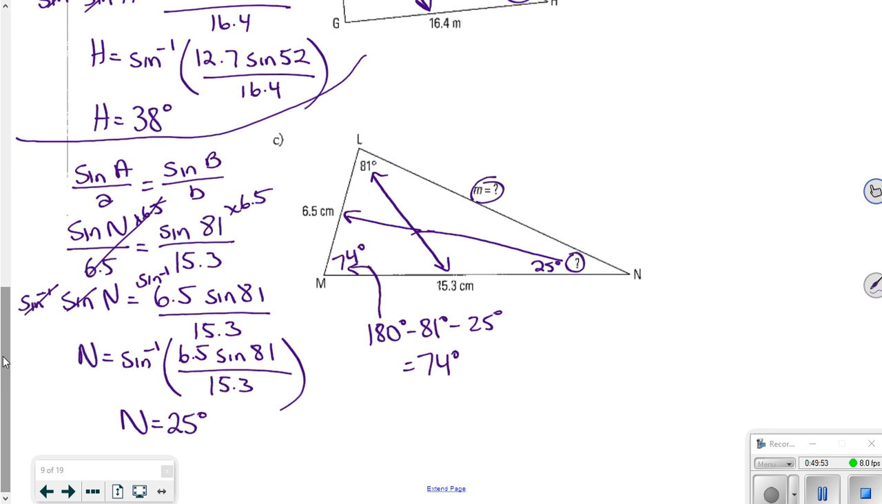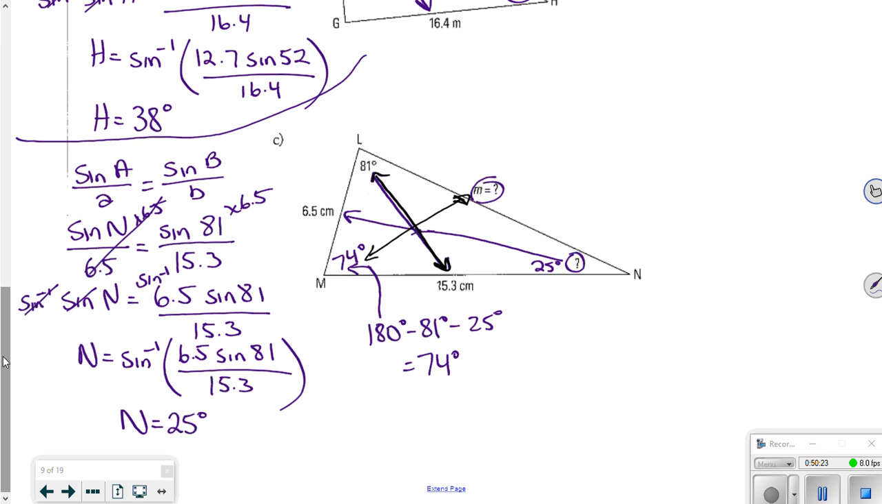Because now that I know this 74 degrees, I can solve for angle M, or side M, because now I have this pair where I know one piece, I know the angle, I can use it to find the side across from it. To do this, I'm going to use my sine law again, and I'm going to use the pair that I know, and then the M's.